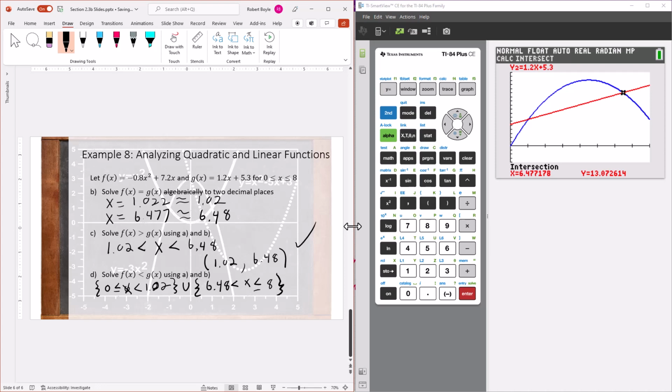Now, in interval notation, that would look like this. That would be the half-open interval between 0 and 1.02, unioned with the half-open interval between 6.48 and 8. Sorry about my rising number there, but that should be 6.48.